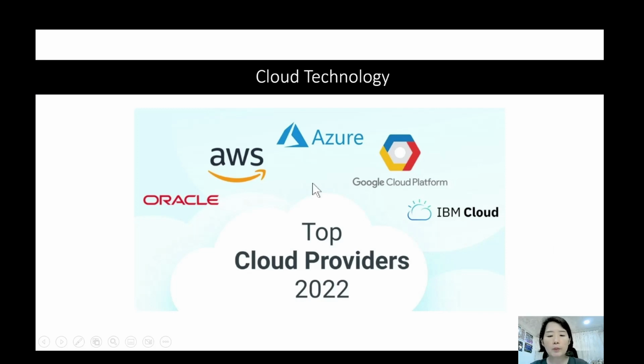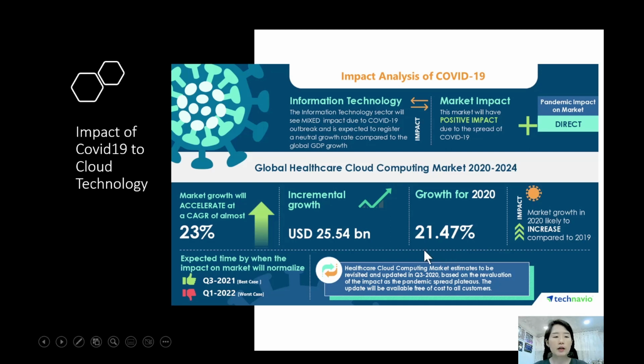These are some very popular or top cloud providers in 2022: Oracle, AWS, Microsoft Azure, Google, IBM Cloud. Impact of COVID-19 on cloud technology. Some impact analysis of COVID-19. Market impact: this market will have a positive impact due to the spread of COVID-19. The information technology sector will see a mixed impact due to the COVID-19 outbreak and is expected to register a neutral growth rate compared to the global GDP growth. During COVID-19, everything goes online.